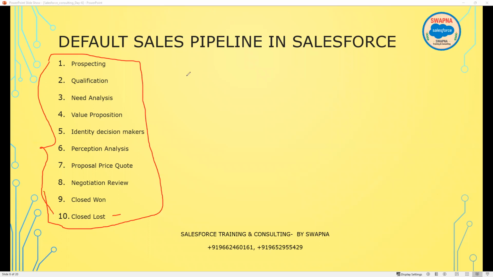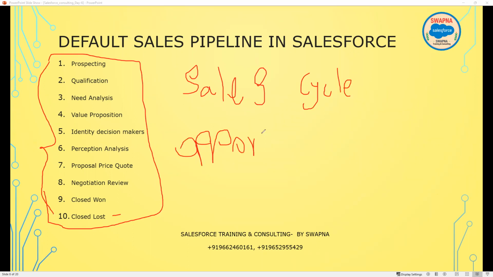These are the sales pipeline, or a sales cycle. A sales cycle is also called an opportunity cycle, because these values are on the opportunity. So that's the reason it is called an opportunity cycle.